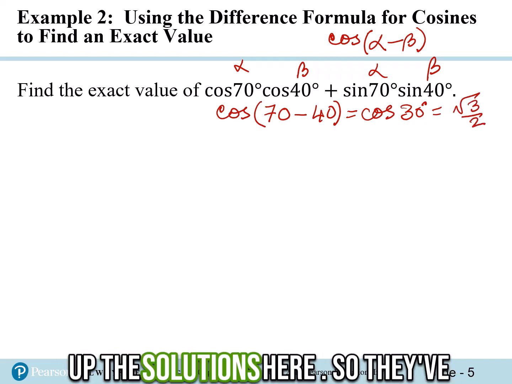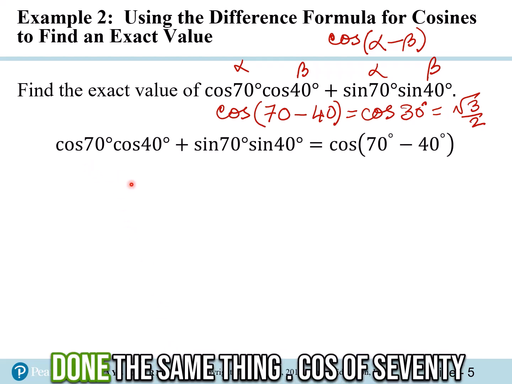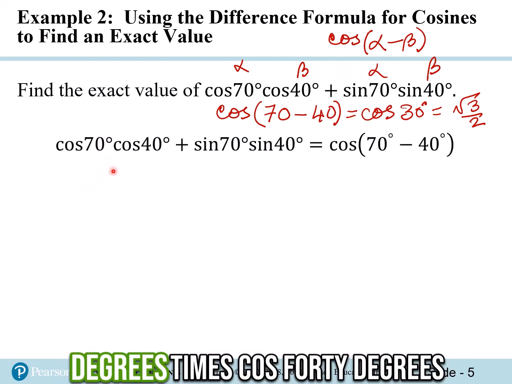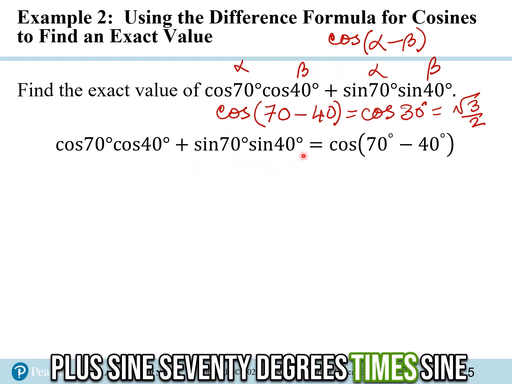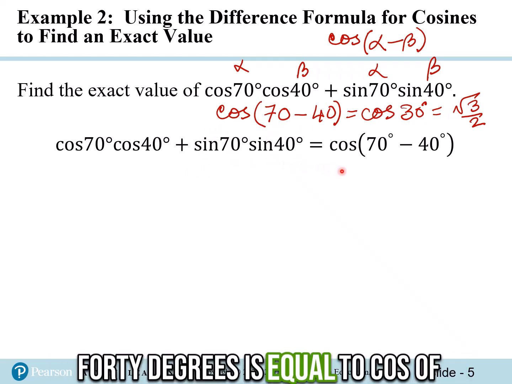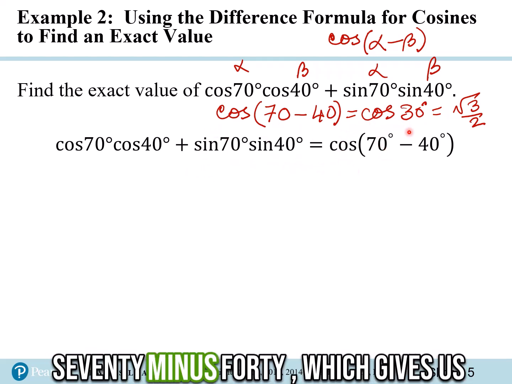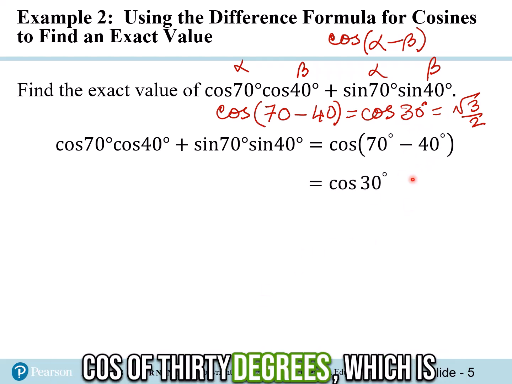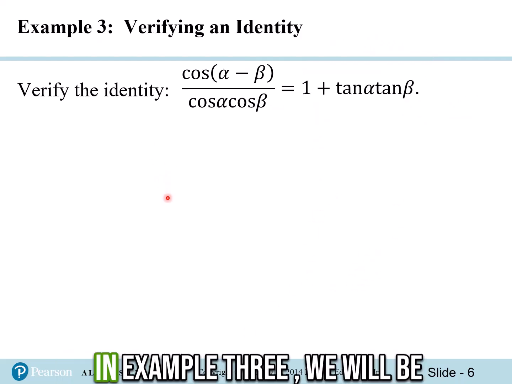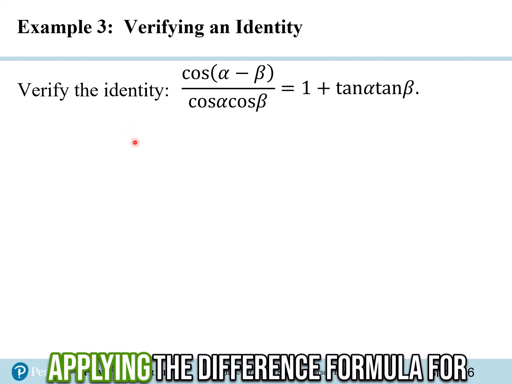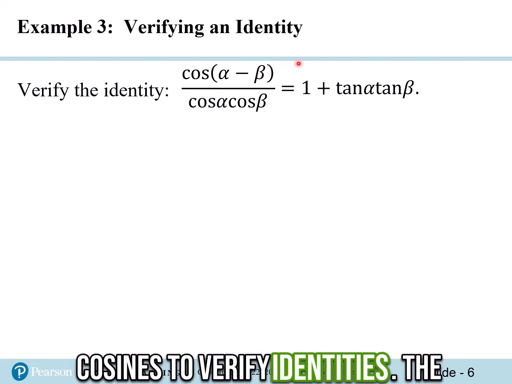Let's pull up the solutions here. So they've done the same thing. Cos of 70 degrees times cos 40 degrees plus sine 70 degrees times sine 40 degrees is equal to cos of 70 minus 40, which gives us cos of 30 degrees, which is equal to square root of 3 by 2. All right? In example 3, we will be applying the difference formula for cosines to verify identities.